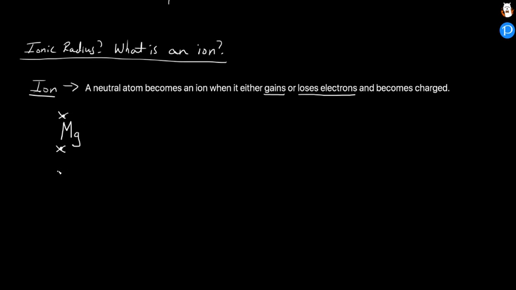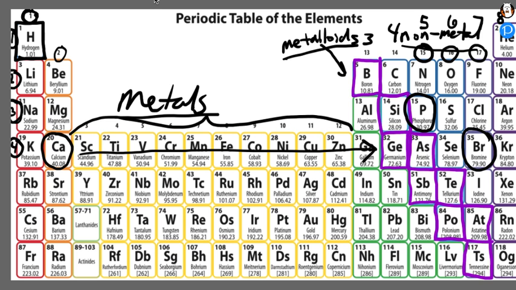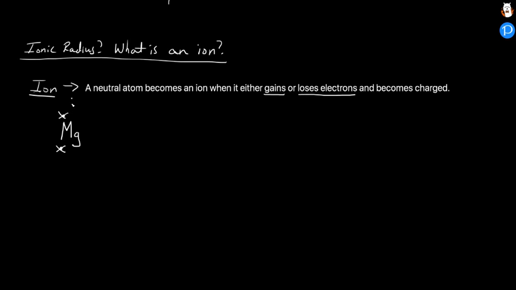And when it does that, let's think about this. Magnesium, let me come back to the periodic table here. Magnesium has 12 total protons and 12 electrons. If it loses 2 electrons, but still has 12 protons, which have a positive charge, and it had 12 electrons but then loses 2 of them, so now it only has 10 electrons which have a negative charge.